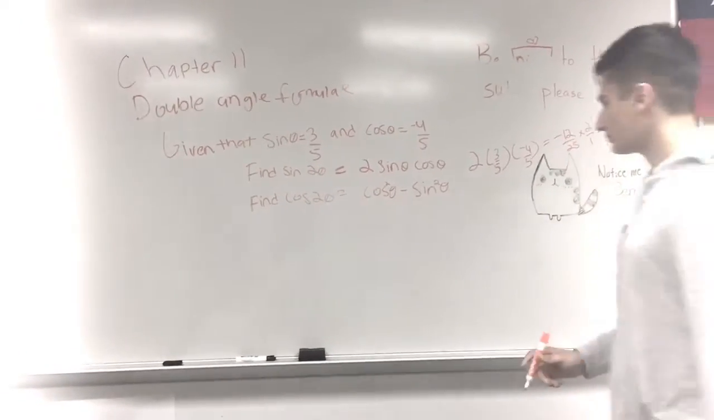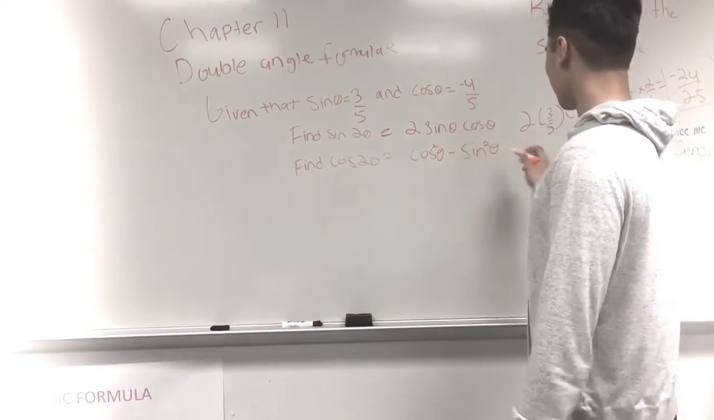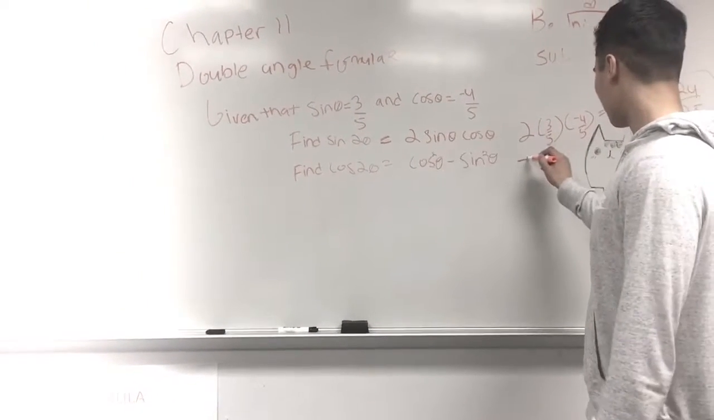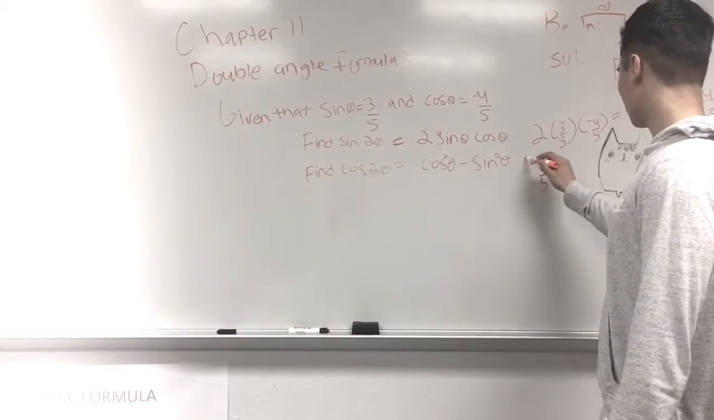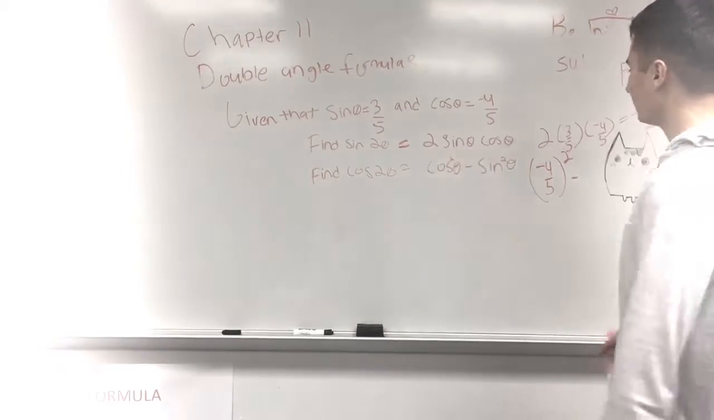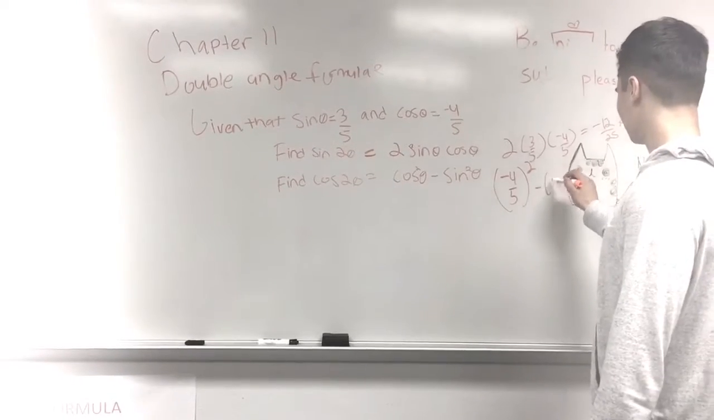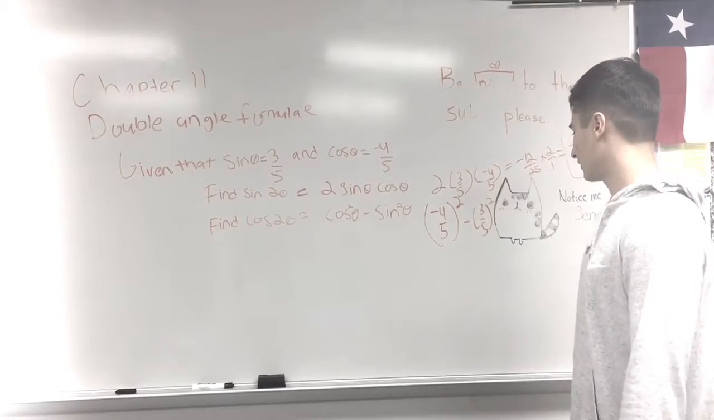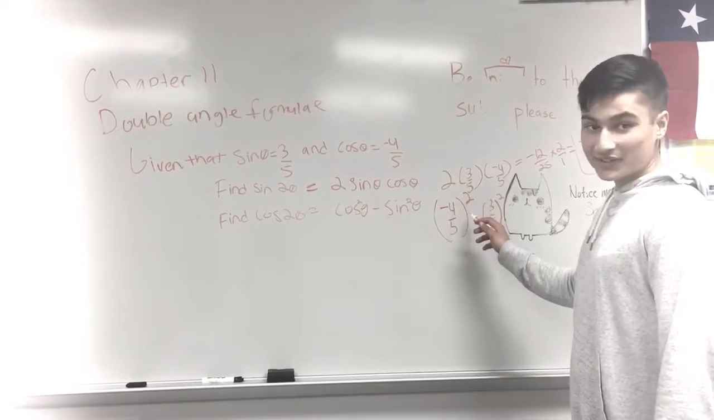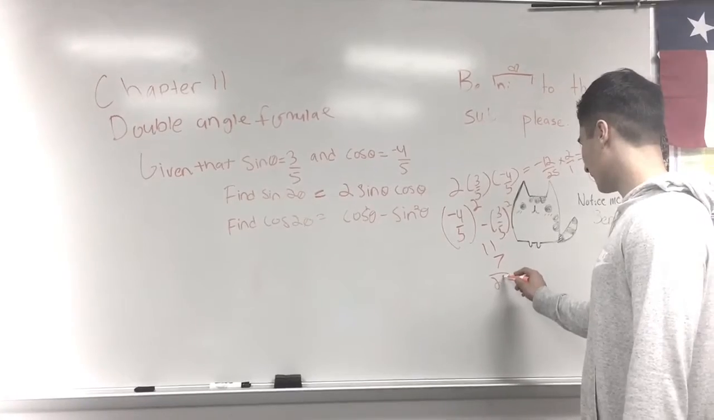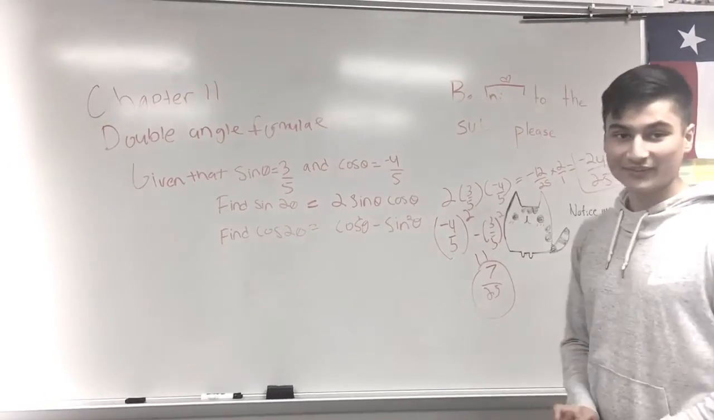Cool. Now, the second one: cosine squared theta. Cosine theta is negative 4 over 5, so you have to square that, minus sine squared theta. Sine theta is 3 over 5, so square that. You square these out and subtract them, and you get 7 over 25. There you go, double angle formula.